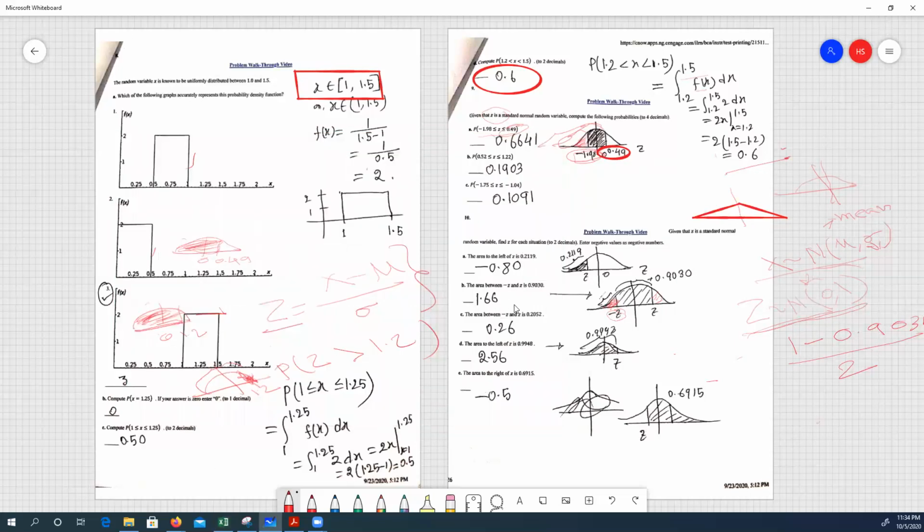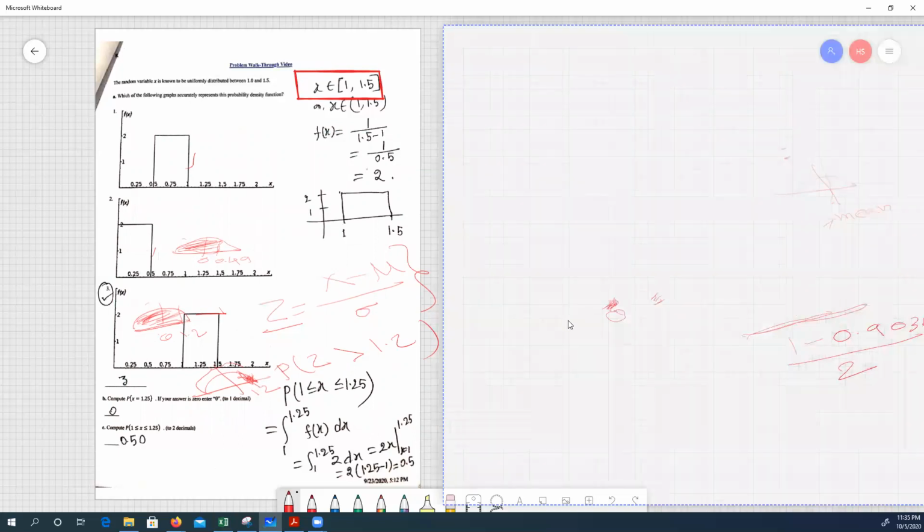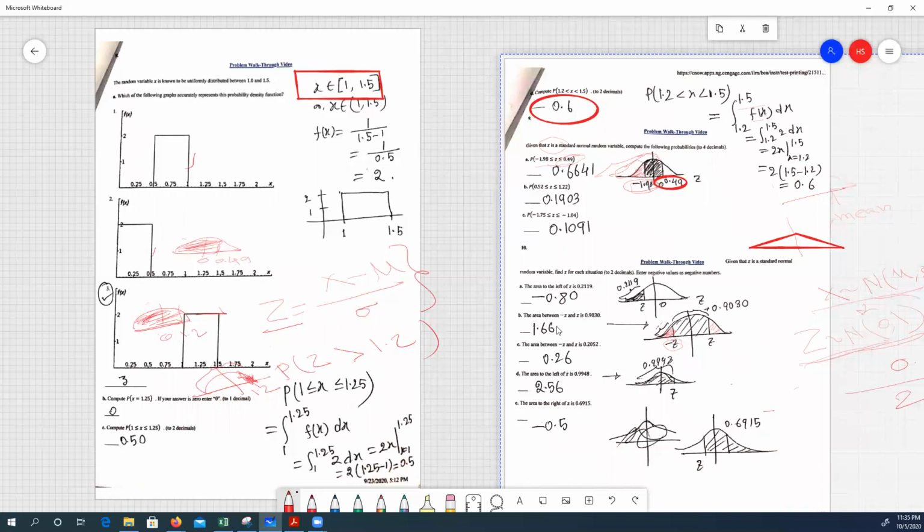I have also sent you a video link for this type of problem. You can also watch that YouTube video. I'll also send you the link again, okay? The area between negative z and z is this. You have to find the value of z, okay? We already did this one. We do not have the figure for this one, but this is similar to the previous one.